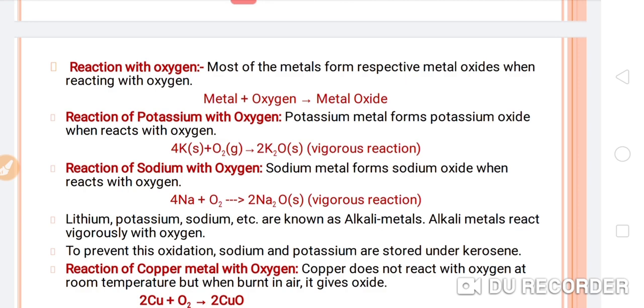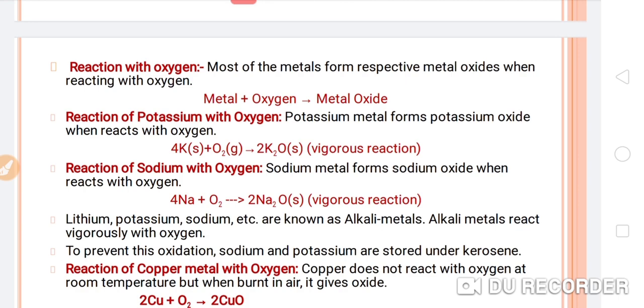Now next, the reaction of sodium with oxygen. Sodium metal forms sodium oxide when it reacts with oxygen. Why? Because sodium is also a highly reactive metal. So when sodium reacts with oxygen, it converts into sodium oxide, and this is also the same kind of vigorous reaction.